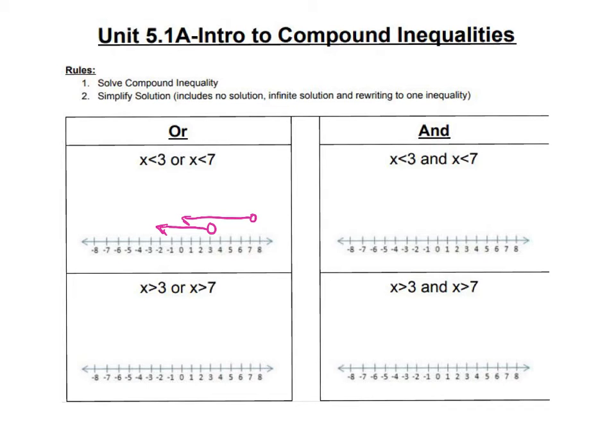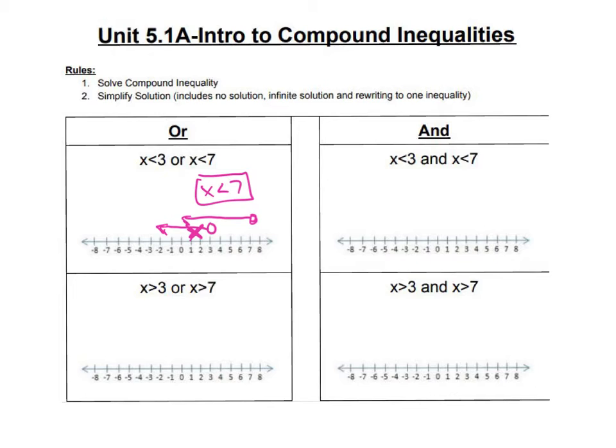Now, if it can be either one, it could be less than 3 or less than 7. What we are going to want to do is be able to look at this and say, if it is x is less than 7, that is going to include everything that is less than 3 as well. So what we don't really need to see is this part of our equation. If you'd be looking for a simplified answer, all you'd be looking for is anything less than 7.